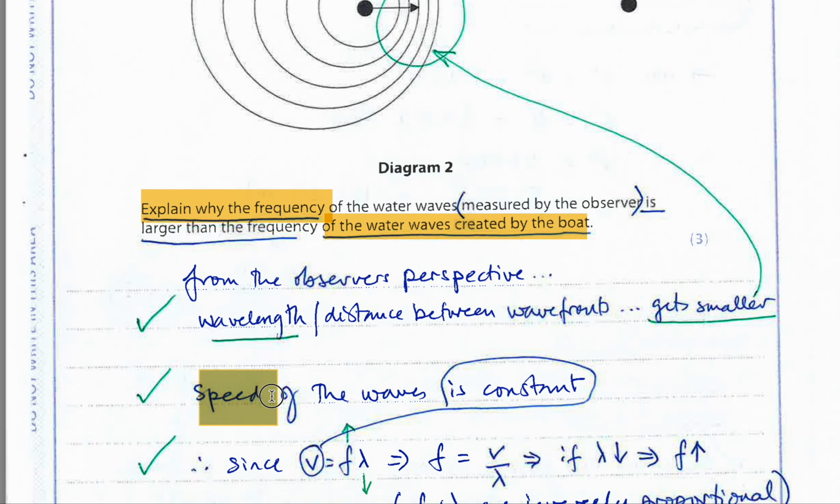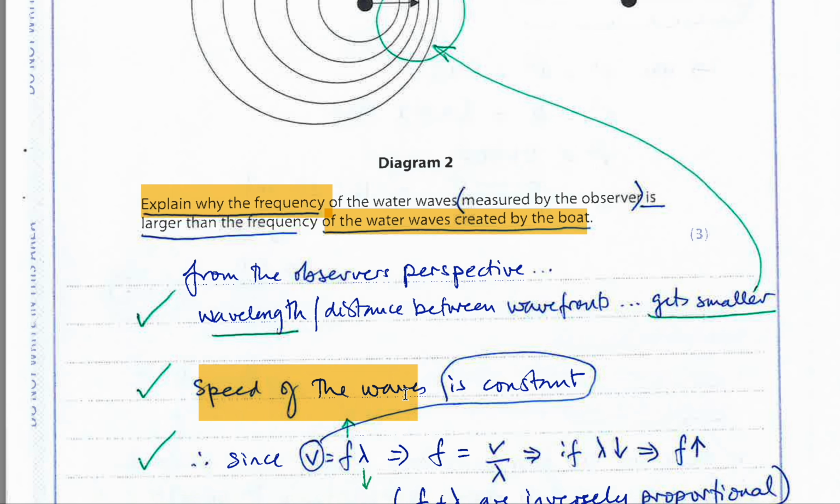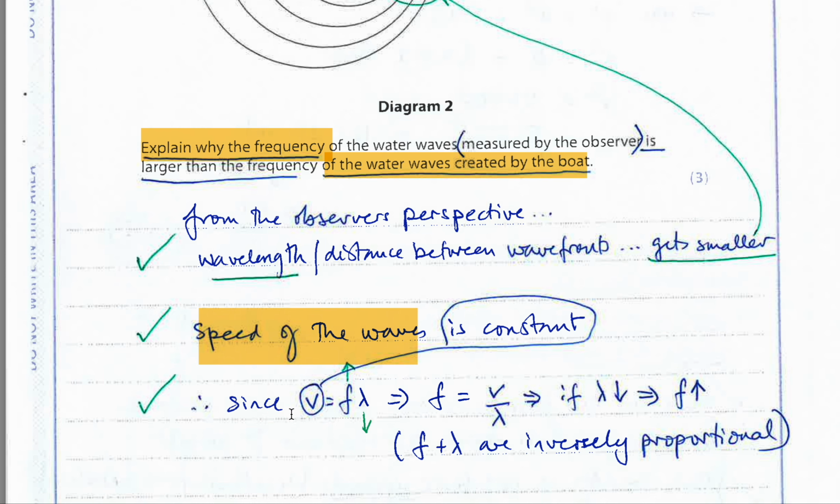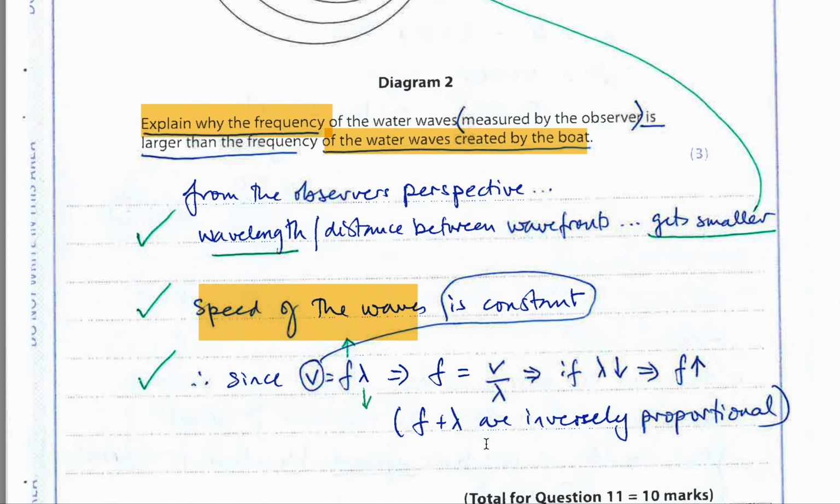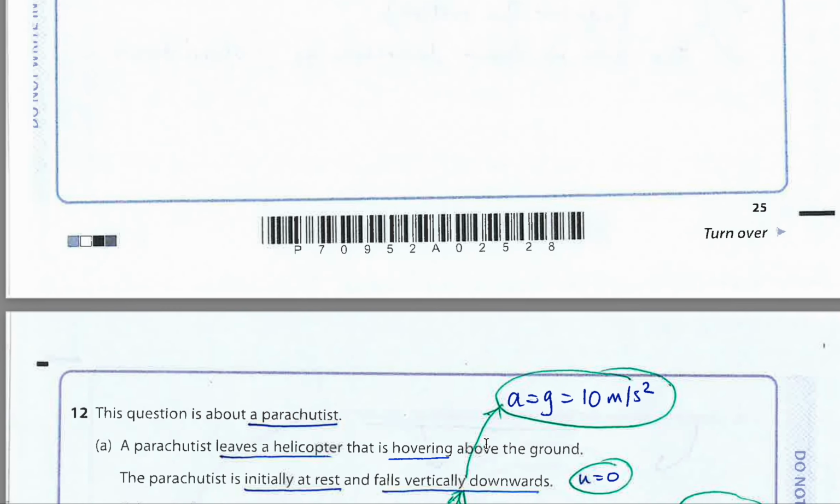The speed of the waves hasn't changed, because the speed of waves only depends on the medium, which is water, and the depth of the water. Well, we assume that's constant, and then you have to show that you can use the wave equation to show that if the wavelength, which is lambda, decreases, the frequency will go up. So if lambda goes down, frequency goes up, because they're inversely proportional. This is how you get the 3 marks, and that's the penultimate question.